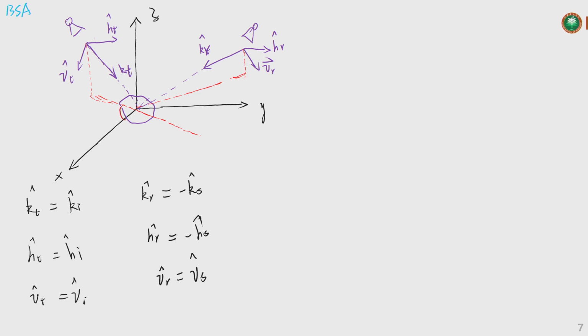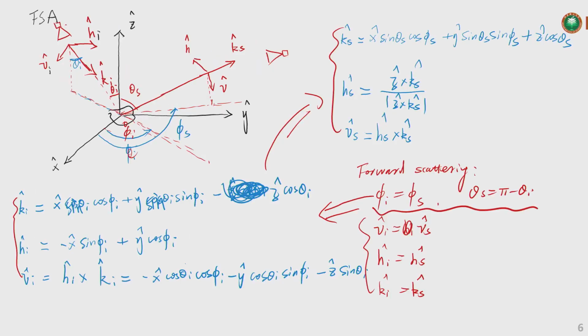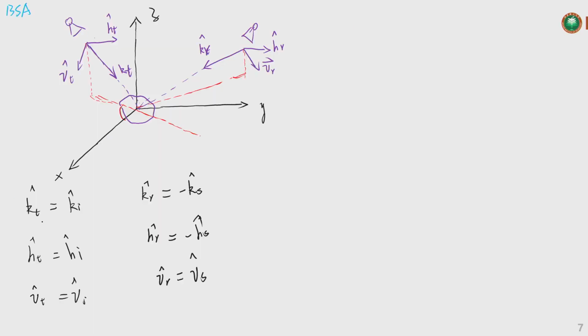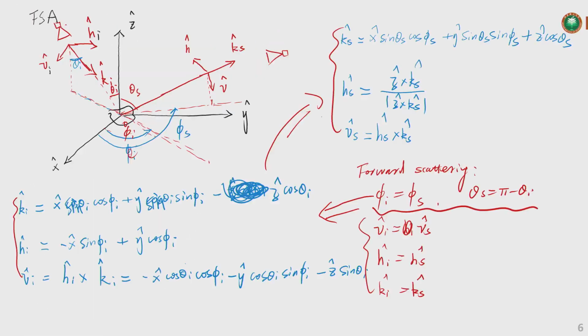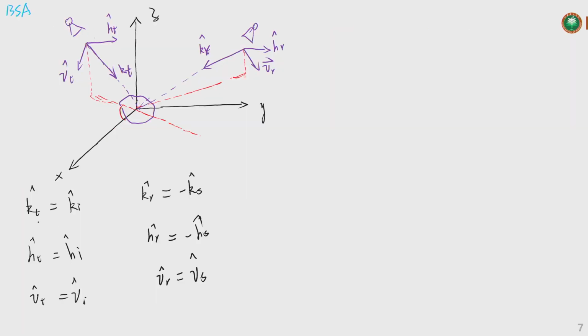So now what we want to do is use a matrix to connect the transmitting side, or the incident side, and the scattering side. It also connects the transmitting side and the receiving side. So we use a scattering matrix here.